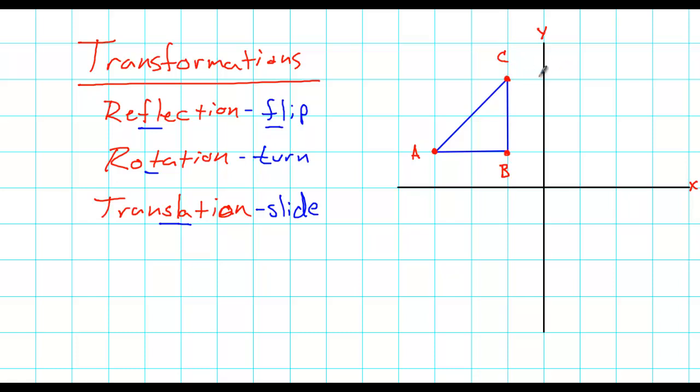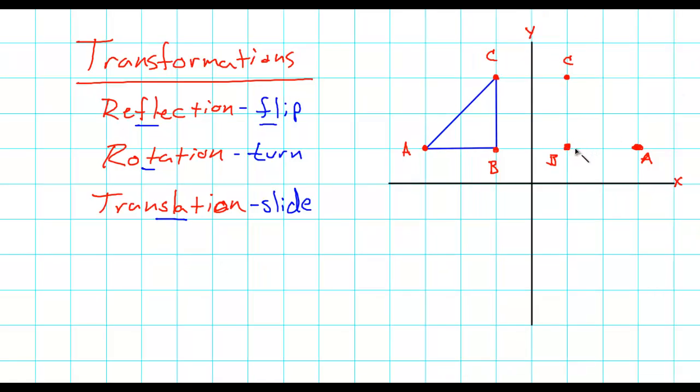And the way we do that is see how far away we are from the y-axis. So right here I'm 1 unit away, so I'll go over here. And that's where the C would move to. The B, 1 unit, and then the A, move 1, 2, 3 units. We can connect all those, come up with our new triangle.